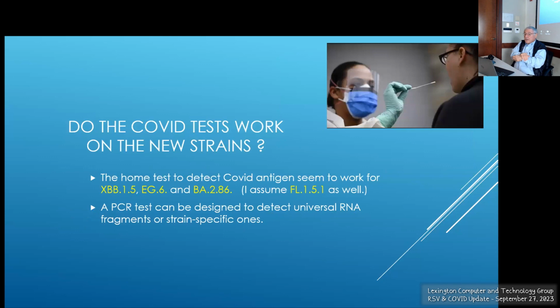So now another question: do the COVID tests work on the new strains? Good question. The home test to detect COVID antigen seems to work well for XBB.1.5, EG6, BA.2.86, the new one. And I assume it does for FL151 because I never heard that it didn't. But a lot of the antigens are against the viral capsid. And that capsid is highly evolved and conserved through the generations. It's just the perfect capsid. And anytime a virus tries to change its capsid, it doesn't work very well.